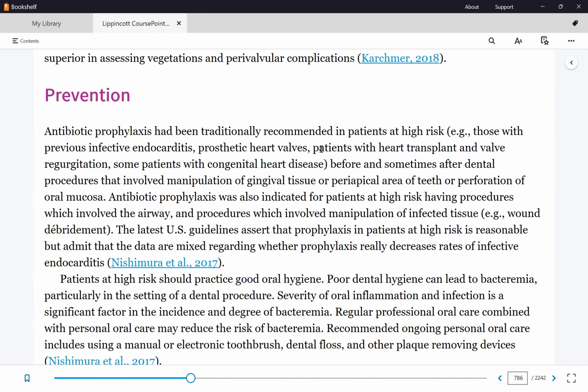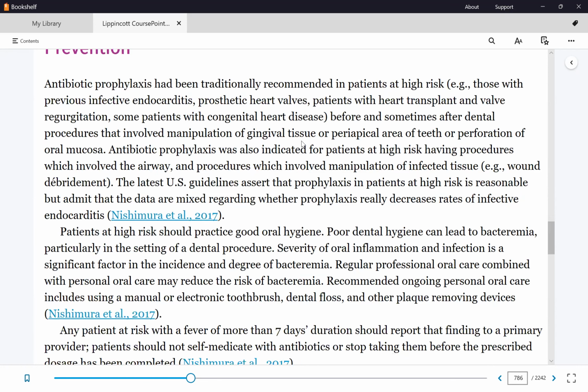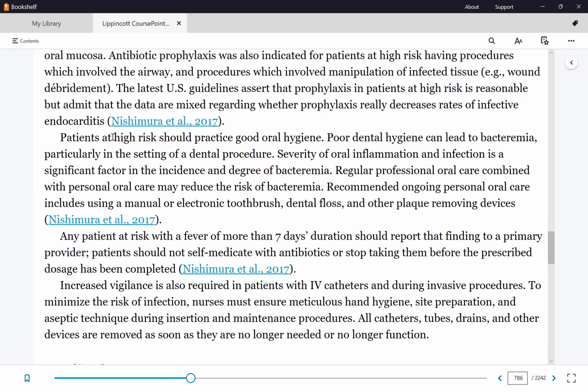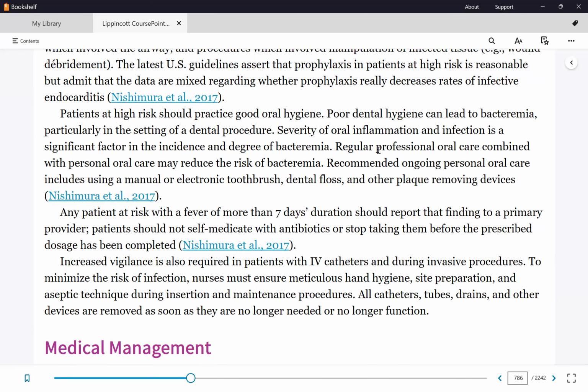That's the only recommendation though by the American Heart Association. It used to be they included any invasive procedure like a bronchoscopy or colonoscopy. Now they say no, just oral and dental procedures. That's the only recommendation for prophylactic antibiotics. So patients at risk should practice good oral hygiene. Again, very important. If there is any invasive procedure done in the mouth, what must they take? Prophylactic antibiotics.